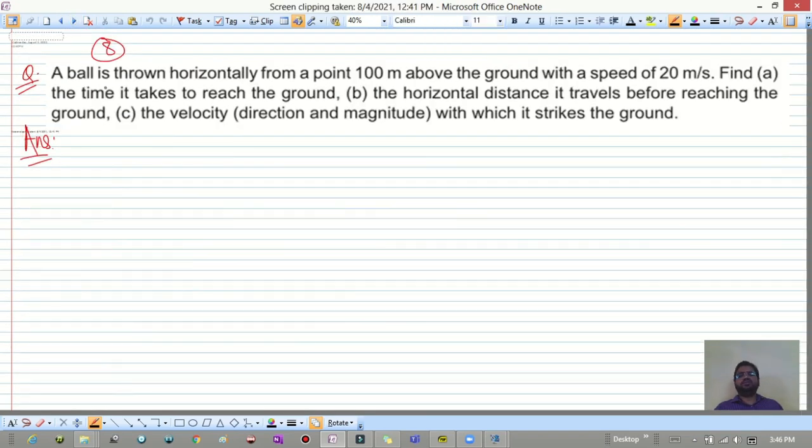Then the eighth question: a ball is thrown horizontally from a point 100 meters above the ground with a speed given. Find the time it takes to reach the ground, the horizontal distance, and the velocity with which it strikes the ground. This type of question I have discussed. You just try to solve.